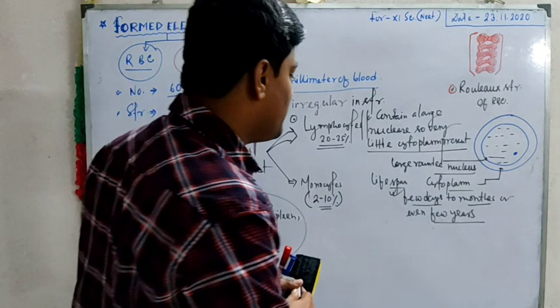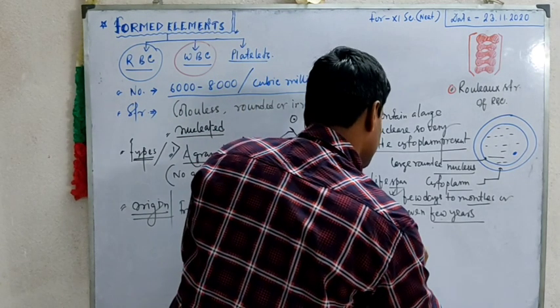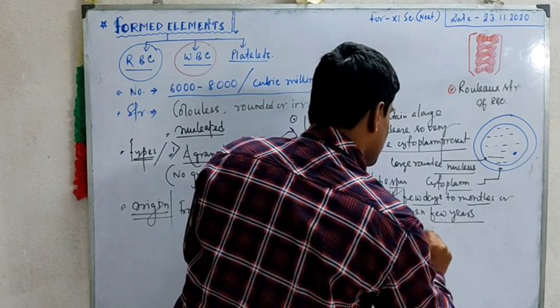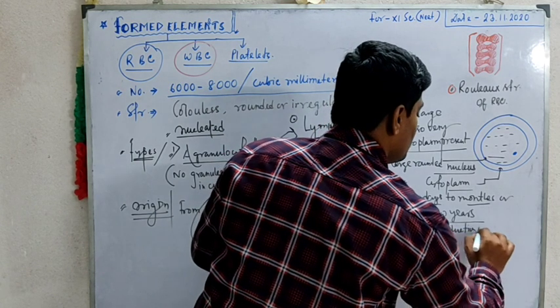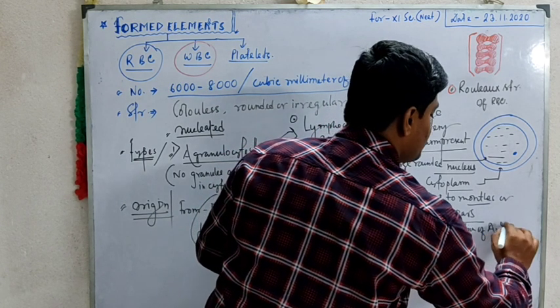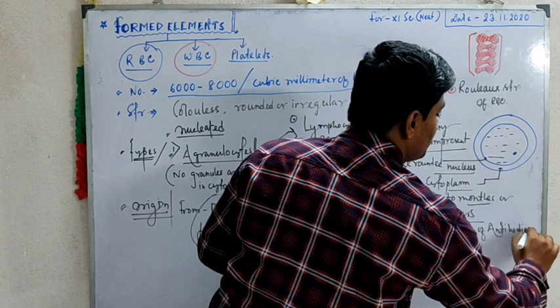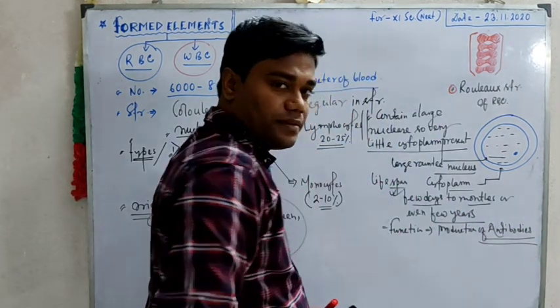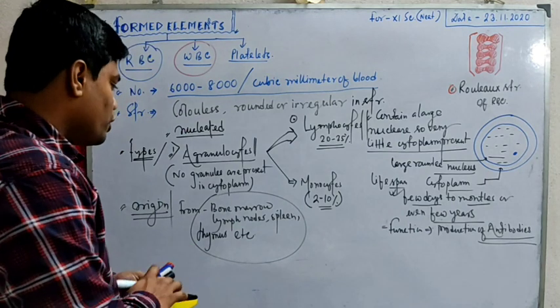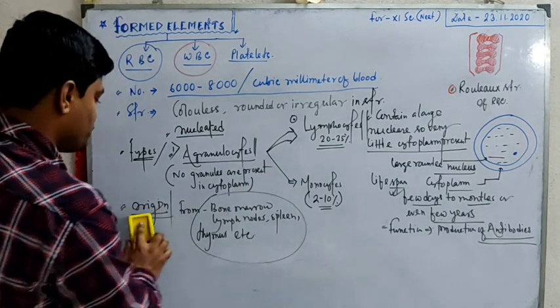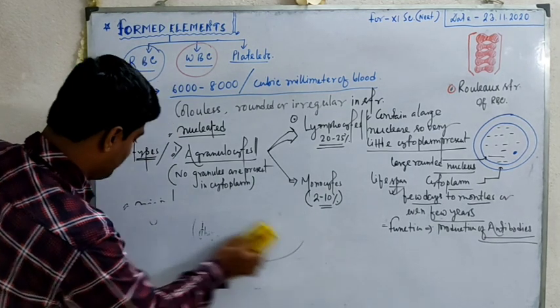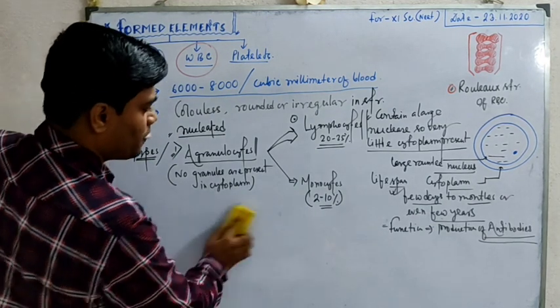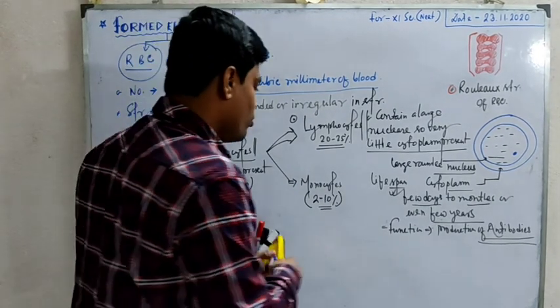And the main function of lymphocyte is the production of antibodies. Okay. Now we move to the monocytes. We just erased this.